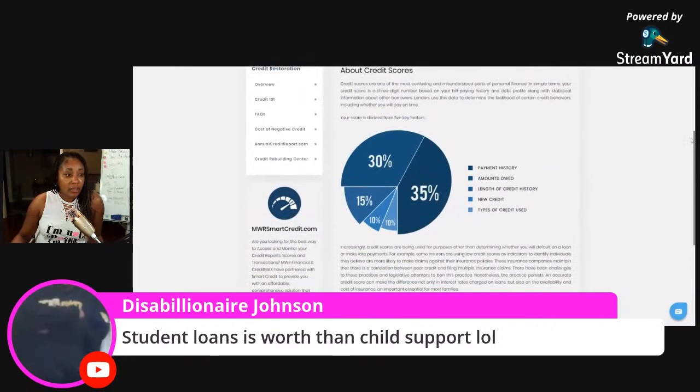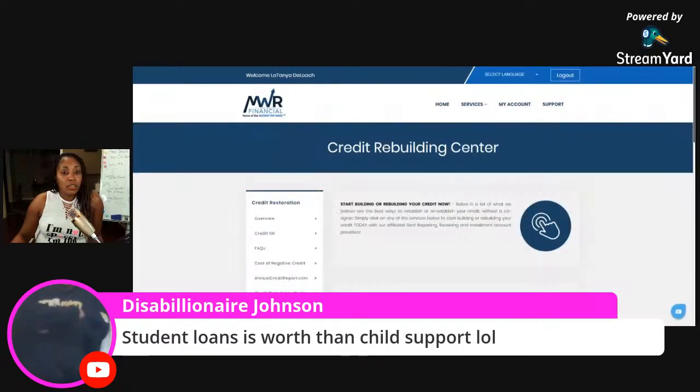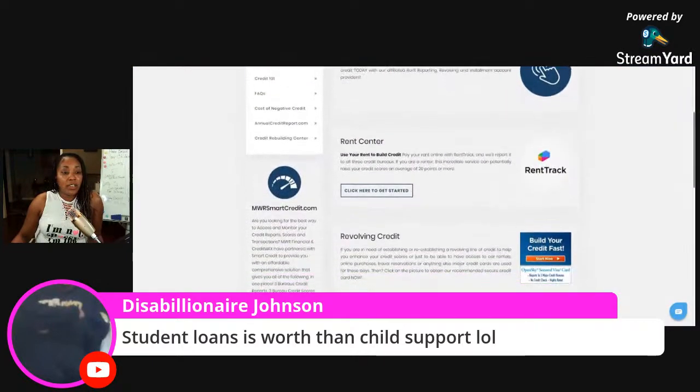Oh, here it is. Credit Rebuilding Center. Start rebuilding your credit now. And then here it is, Rent Center. Use your rent to build credit. Pay your rent online with Rent Track, and we'll report it to all three credit bureaus. These are the benefits that you get with this home-based business.